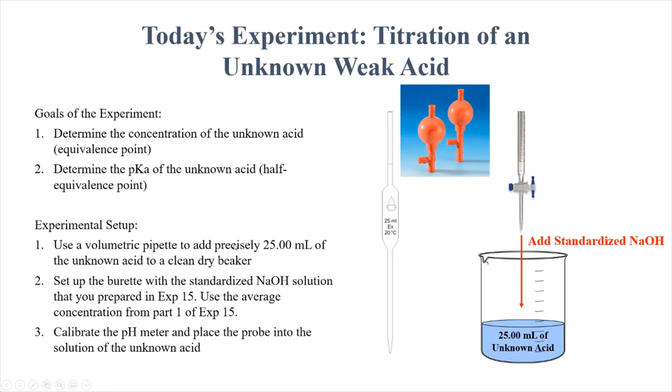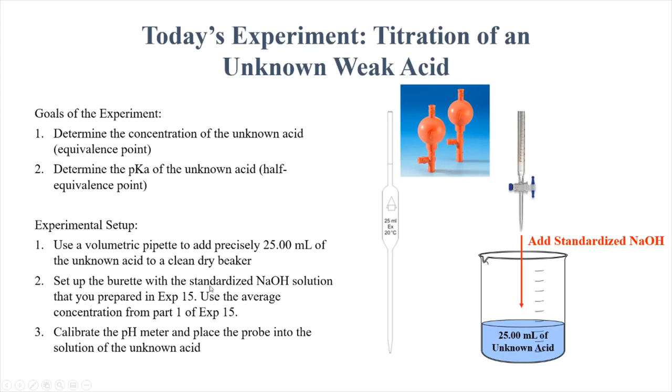So let's look at how we set this up experimentally. The first thing we're going to do is measure out 25 mils of our unknown acid. We have to have some volume of acid that we're going to start with. So we use what's called a volumetric pipette. A volumetric pipette looks like this. What you do is fill it up with your liquid until the liquid level is at this mark, and this is where the bottom of the meniscus is going to be. We use these little bulbs to create a vacuum that sucks the solution up. You get the solution all the way up to this mark, and then you've got exactly 25.00 mils of acid. And then we're going to transfer that to a clean, dry beaker.